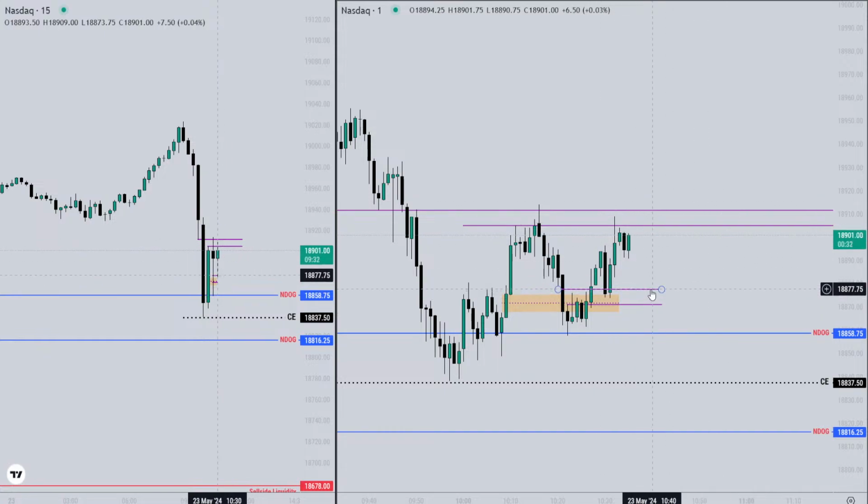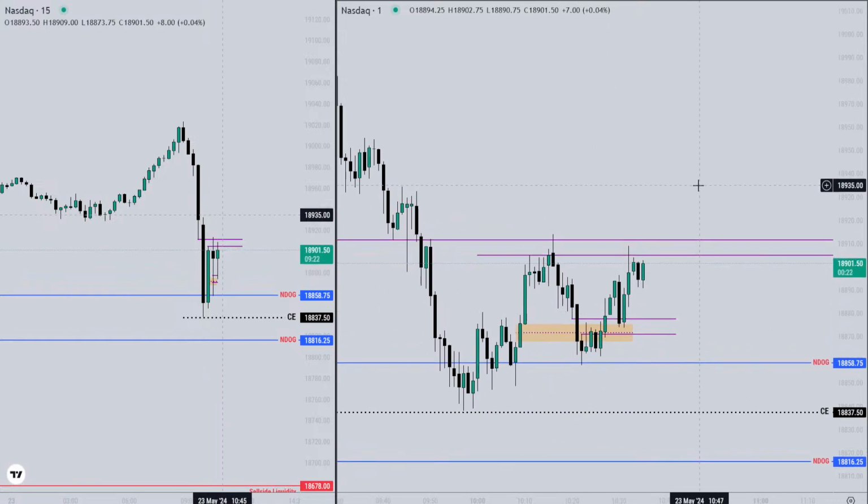Market doesn't give a shit. Whatever my expectation is, market doesn't give a shit. It will go with its speed. I will change my bias. I will go for buy as well if I see any kind of situation.